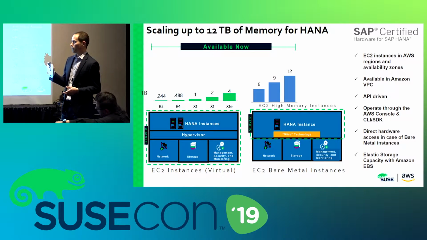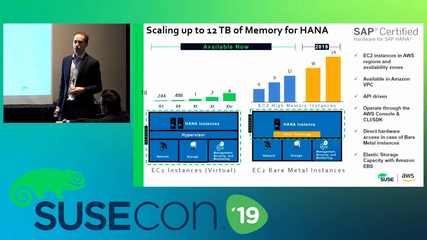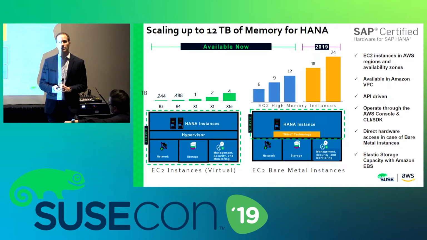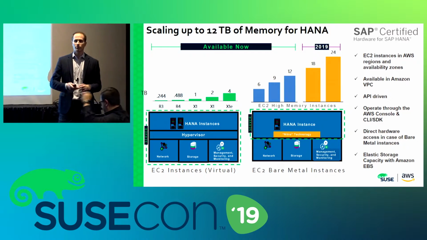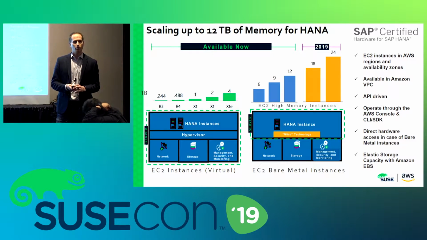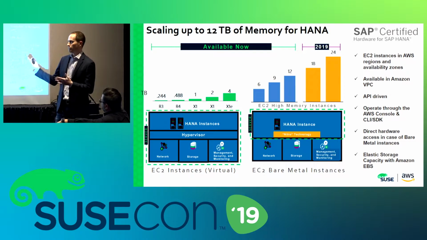So right now, we have available the 6, 9, and 12. In 2019, we're going to have 18 terabytes and 24 terabytes. And again, these are single node. This is all scale up. We also have the capability to scale out. So that whole concept of serving that 90%, now we truly are serving the world's largest customers, and innovation doesn't stop here.